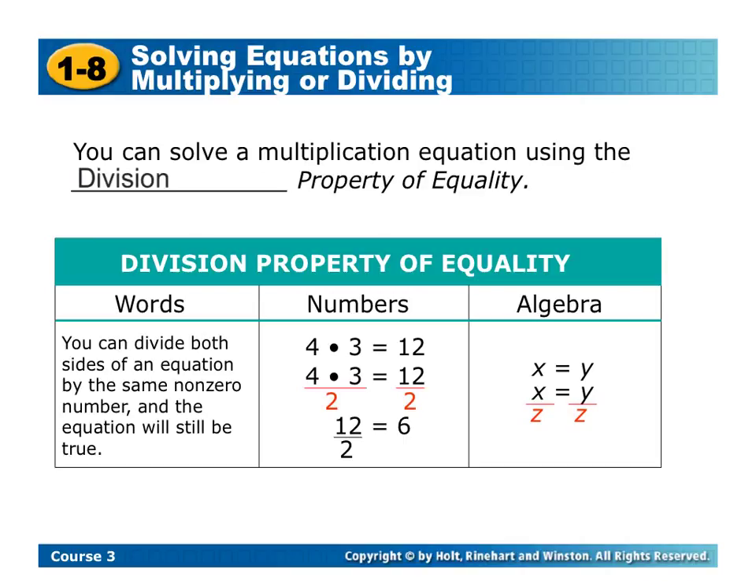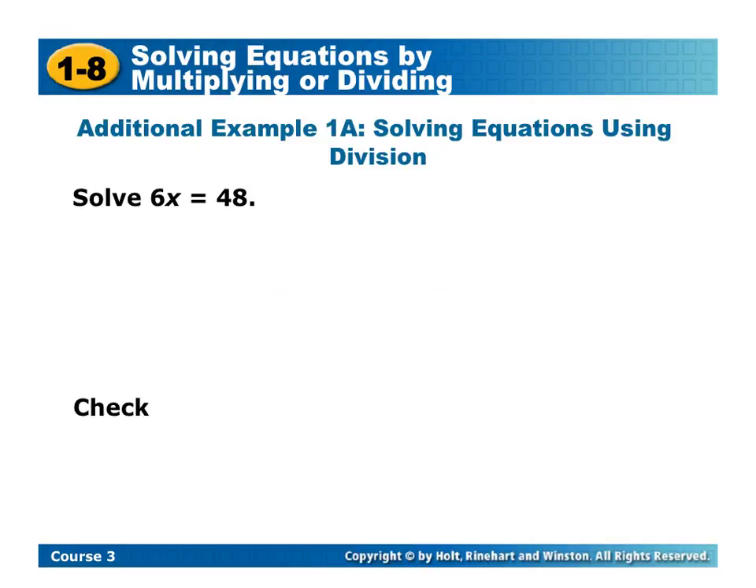Much like our addition and subtraction properties, as long as we're doing the same thing to both sides, our equation will remain equal. So here we had x equals y. If we divided both sides by z, it would remain equal. Here 4 times 3 is equal to 12. If you divided both sides by 2, you would still have values that would equal the same thing. We can use these properties much like we did yesterday to solve our equation.